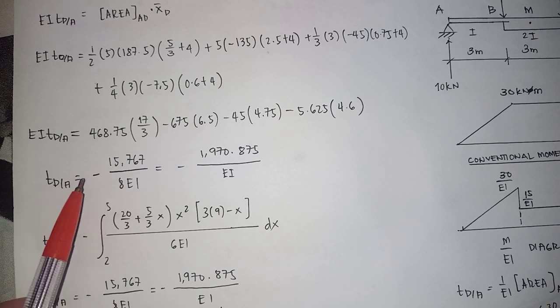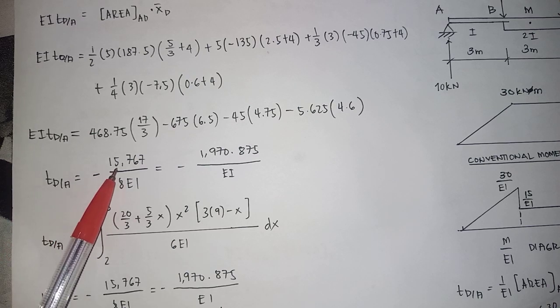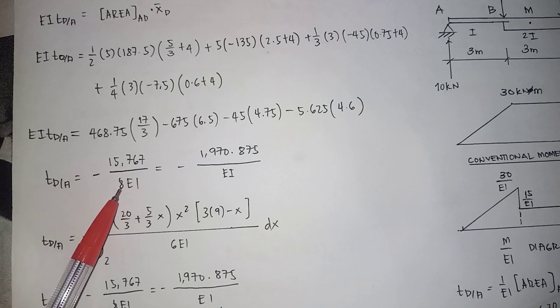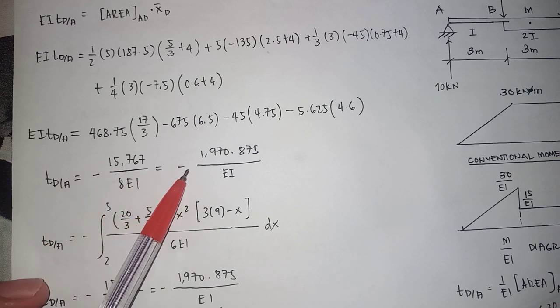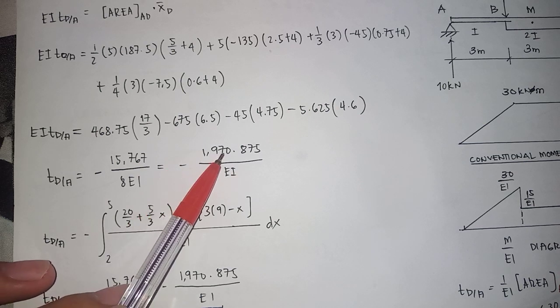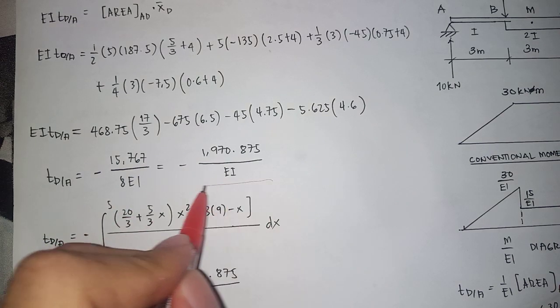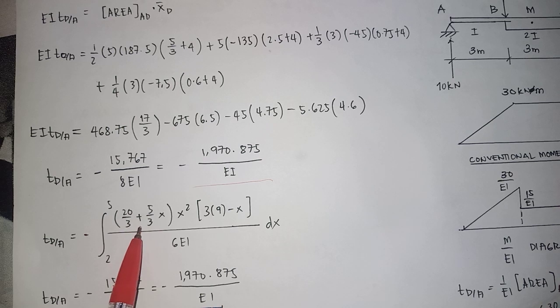So after simplifying, we get what? TDA is equal to what? Negative 15,767 over 8 EI, or in decimals, we have negative 1,970.875 over EI. Okay. So, sir, pwede rin po ba yan sa formulang ginamit natin kanina? So, ito na yung sagot, no? Papatunayan lang natin na pwede ito gamitin.